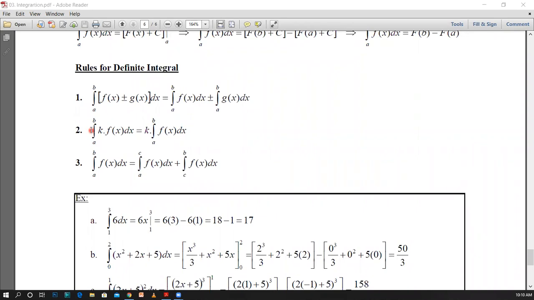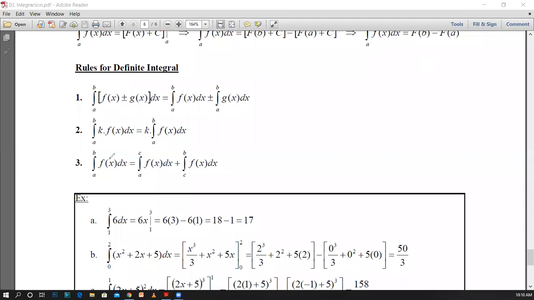It is the same as previous in the indefinite integral. For the definite integral also, you can take the constant out of the integral, and thereafter you can perform the integration. The third rule is quite like this.